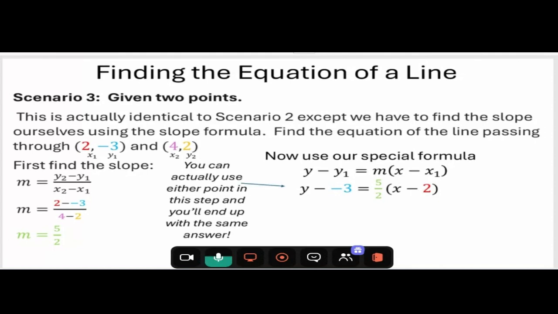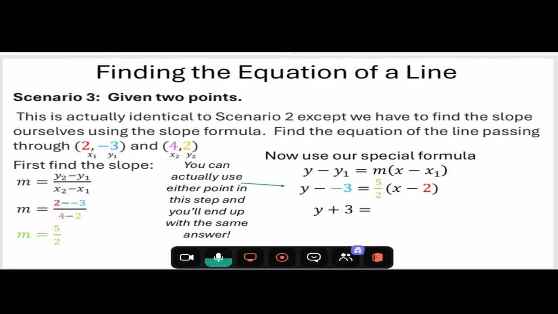Oh yes, we already said this. You can use either point in this step. So we could have used the point 4, 2 as our x1, y1. It would look different in this step, but the final answer, I guarantee, would be the same. You can try it after the lesson if you want on your own to confirm that.